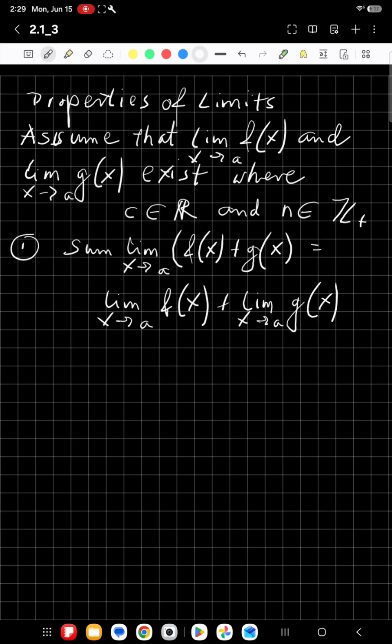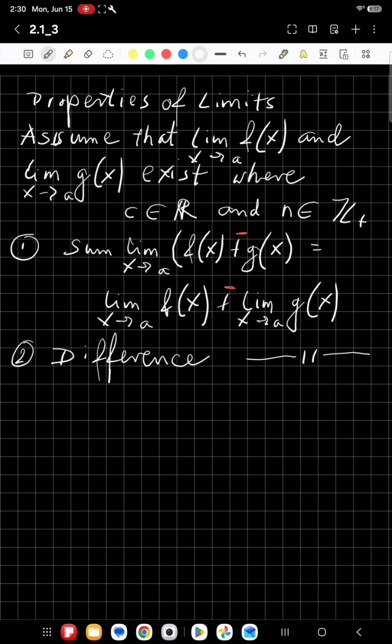The difference works the same way. If I'm subtracting two functions that are under the limit, so the difference, I'm just going to make it simple. If I have minus here, then I'll also have minus. If I'm subtracting, then this would be minus.